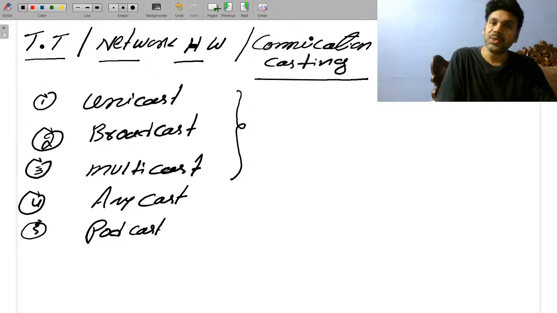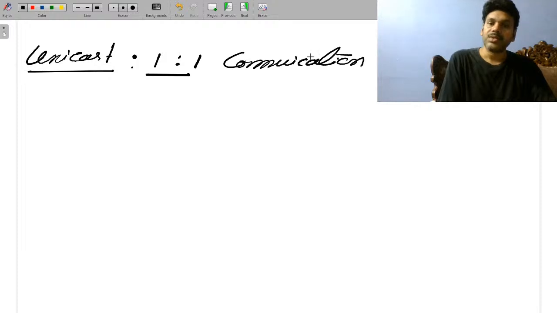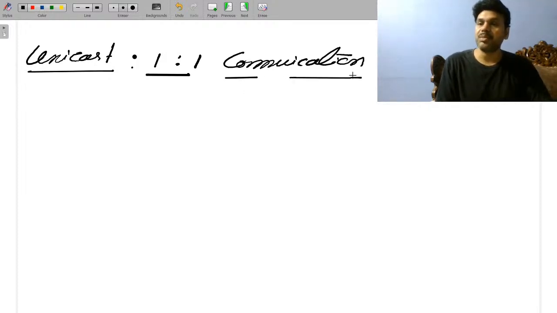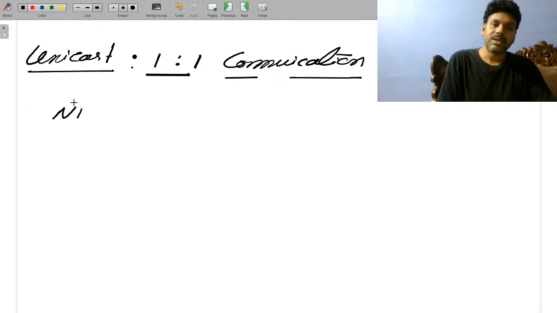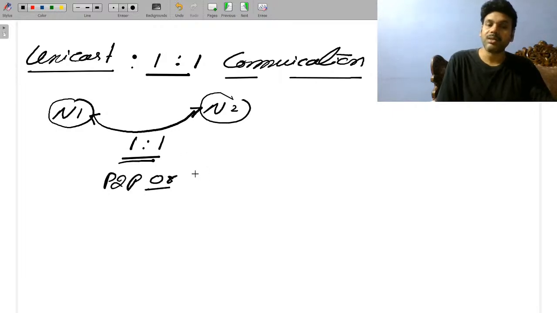So, when you are talking about unicasting, unicast is also called one-to-one communication. Naturally, we regularly observe one-to-one communication. Why? Because there is a node N1 trying to communicate with a node N2 with the help of some medium. Since there are no other intermediate nodes between N1 and N2, I can say that N1 tries to communicate one-to-one. That's why it is also called point to point, also called end to end.